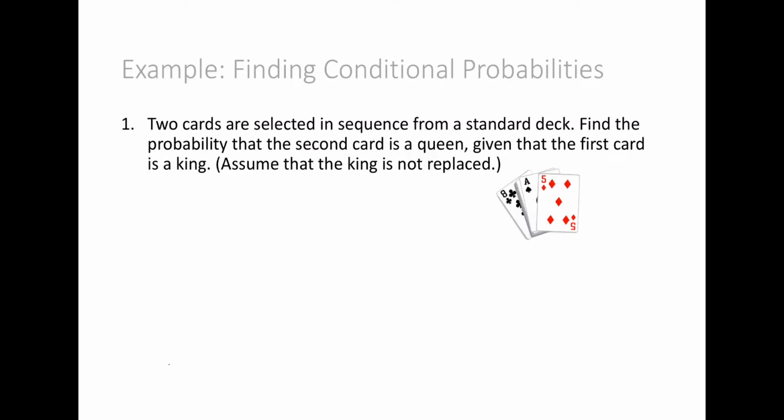Let's take a look at an example to help us understand how the conditional probability works. If we have two cards selected in sequence from a standard deck, meaning one was drawn and then another was drawn, find the probability that the second card is a queen, given that the first card we drew was a king. We're assuming the card was not put back into the deck, so it's not replaced. Originally, what we're looking for is the queen, so we're trying to find the probability of the second card being a queen.